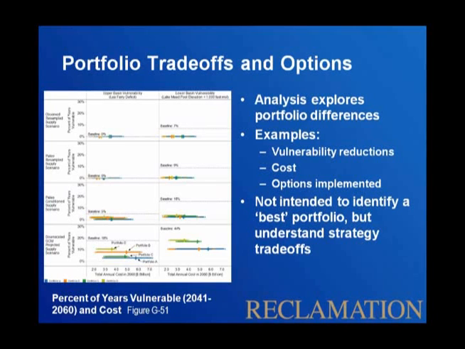So last, we want to just talk a little bit about how each portfolio is accomplishing the results that we've just seen. What we're showing here is two different vulnerabilities. The left column is that upper basin leaf area deficit indicator metric, and the right column is the lower basin Lake Mead below 1,000 indicator metric and associated vulnerability. The rows across are different supply scenarios, and the colors represent different portfolios. On the y-axis, you have percent of years vulnerable, and on the x-axis is total annual cost in 2060, in billions of dollars.